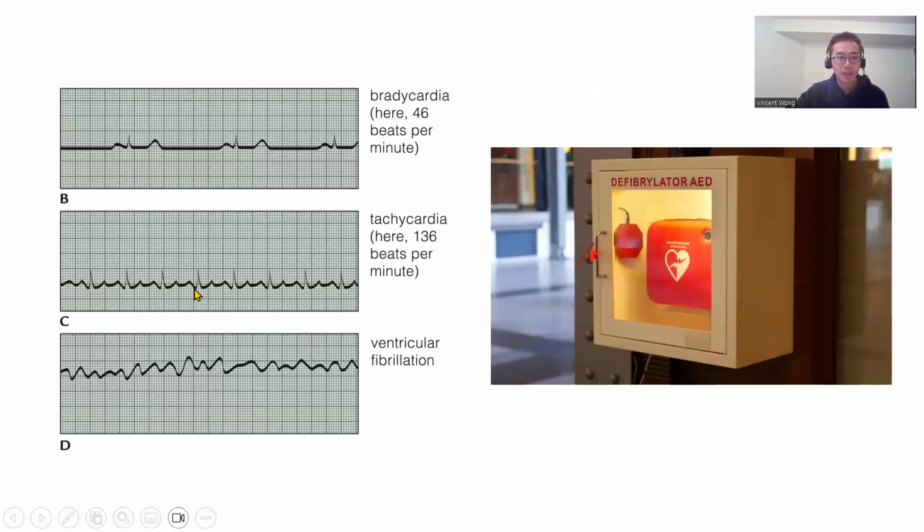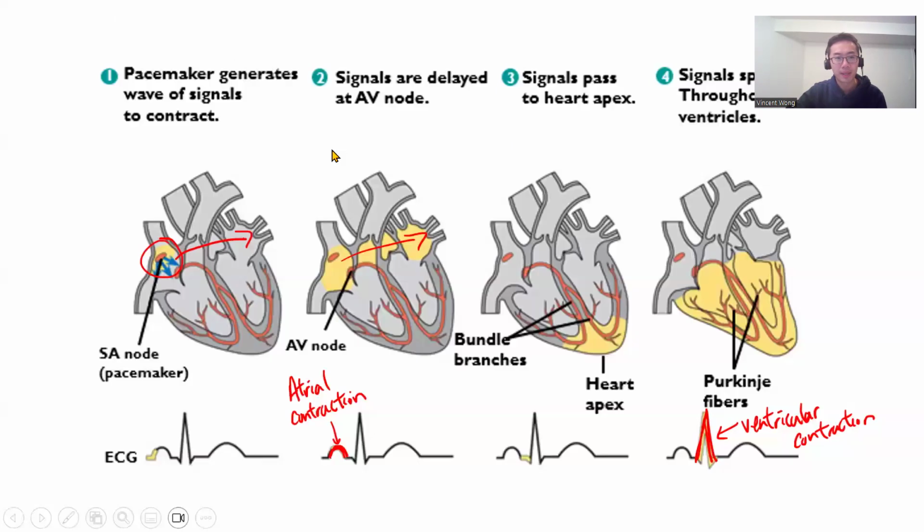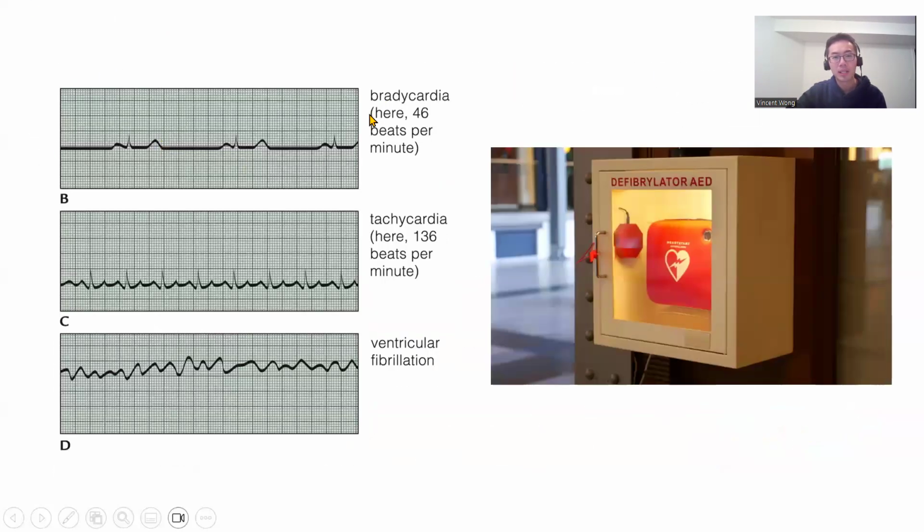Now, here are a bunch of ECGs that look abnormal. I probably should put in the normal one for you. But if you look at this, you don't have to be a medical expert to know that this is not right. The peaks are too far apart compared to one cycle. This corresponds to someone having a slow heart rate at 46 beats per minute. That's really slow. That's called bradycardia.